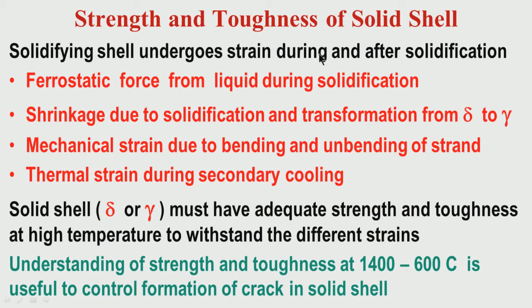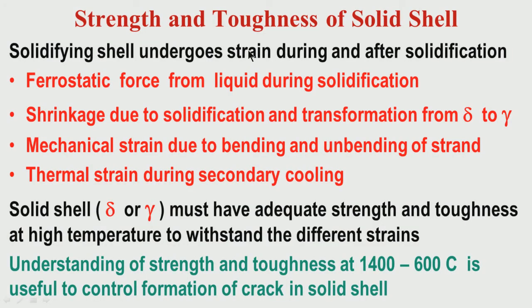Solidifying shell undergoes strain during and after solidification, we have to remember. Thus, when solidification is taking place, first whether the solid shell is delta or gamma, that is important. Why is it important? Because the strength and toughness of delta and gamma at high temperature are not identical, they are different. So, what is the solid shell? Is it delta ferrite or austenite? That is important first. Also, the solid shell is undergoing a lot of strain.